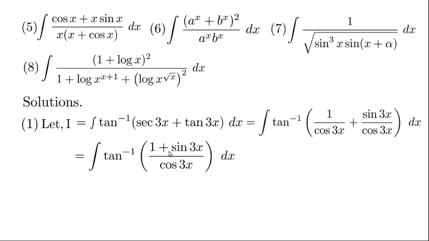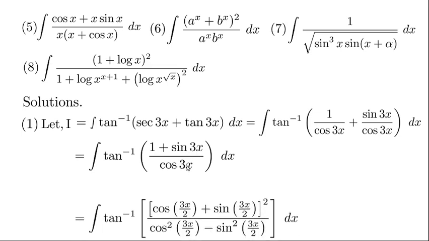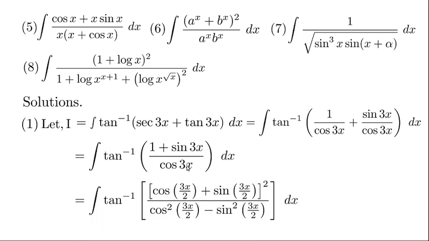And now we make use of the formula: 1 plus sine theta is (cos theta by 2 plus sine theta by 2) whole square. And here cos x is cos square x by 2 minus sine square x by 2. So it becomes (cos 3x by 2 plus sine 3x by 2) whole square upon cos square 3x by 2 minus sine square 3x by 2 inside the bracket of tan inverse. And now in the denominator we factorize it. A square minus b square is written as a plus b into a minus b.